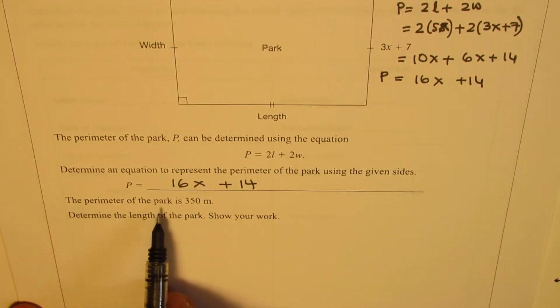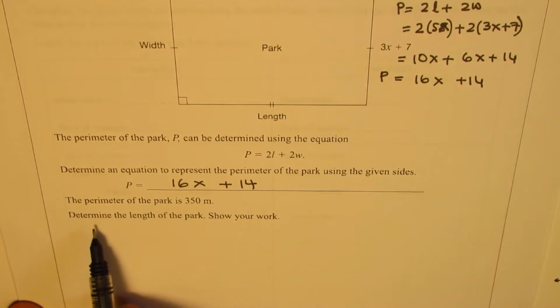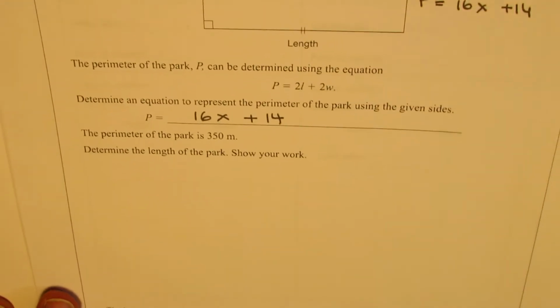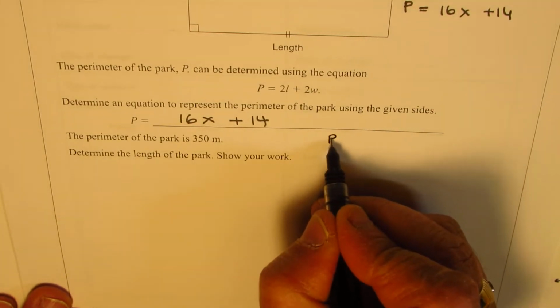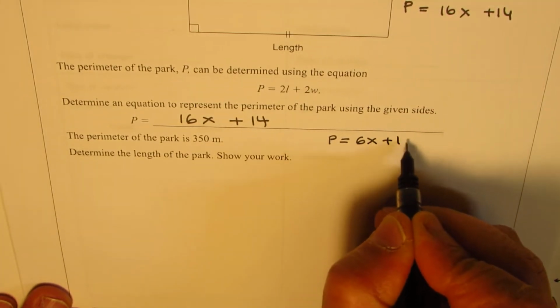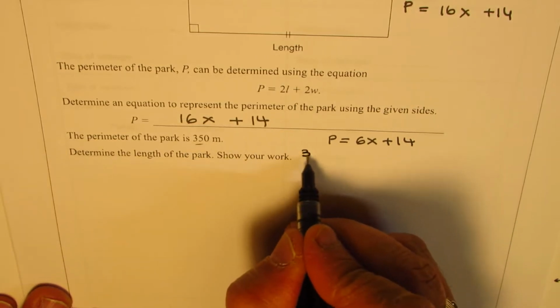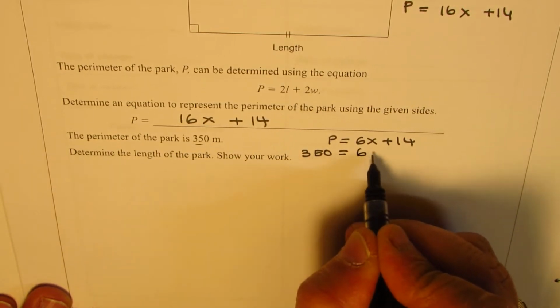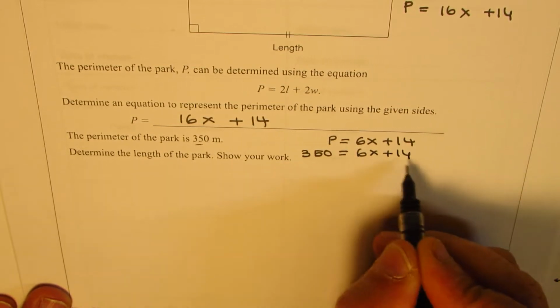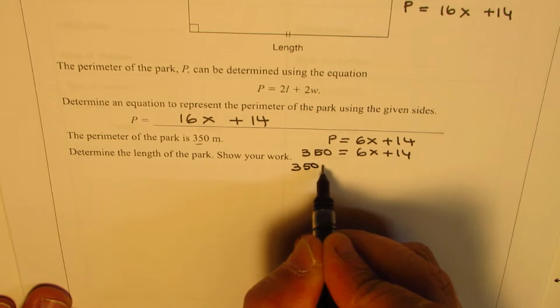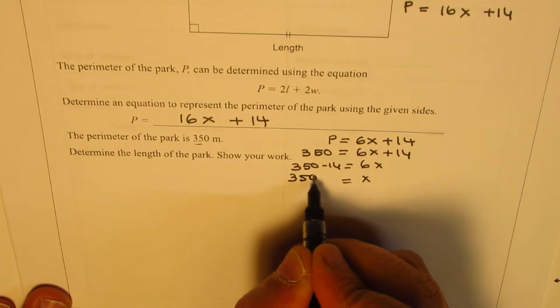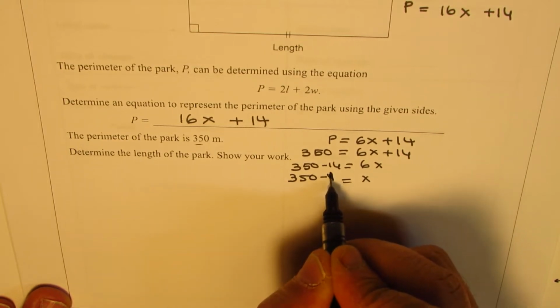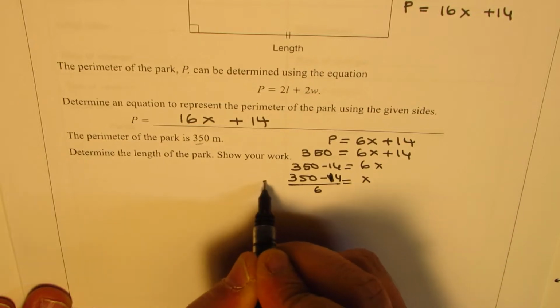Now, the perimeter of the park is 350. Determine the length of the park, show your work. So now we are given that the perimeter is 350. So we can actually use the formula which we just derived. So we know perimeter is equal to 16x plus 14. Since it is equal to 350, I replace P with 350 equals 16x plus 14. And then we can take away 14 from it. That is 16x. So x will be equal to 350 minus 14 divided by 16, correct? So that is the value of x.